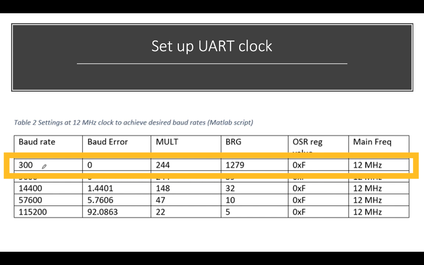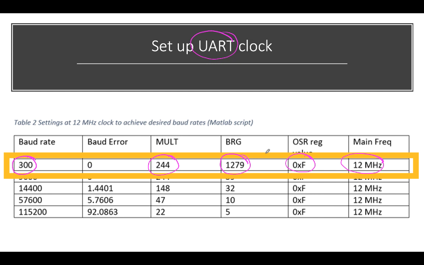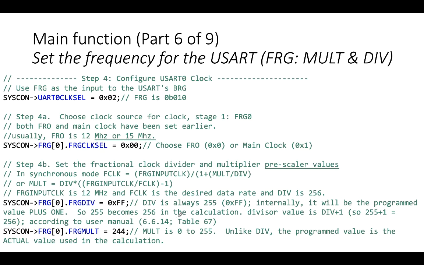So let's say that we needed to set up a UART or USART clock. We're going to want to run at 300 baud. We know that the mult register needs to be 244 based on these tables that were set up earlier. The BRG value needs to be 1279. OSR by default needs to be F, and we're running the FRO at 12 megahertz. This will result in a baud rate error of 0, using that MATLAB script that I showed earlier.